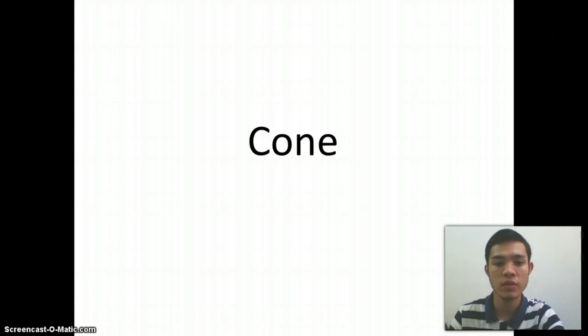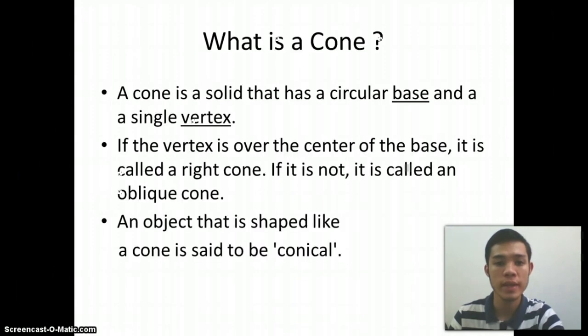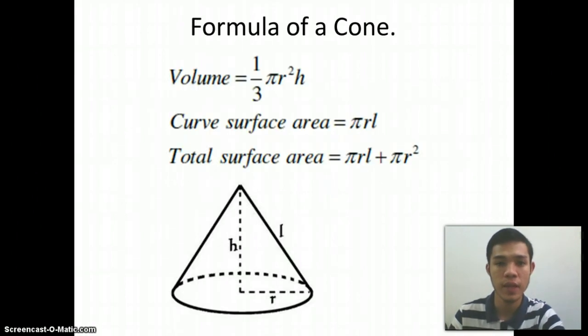Today I would like to share with you all of my knowledge on cone. What is a cone? A cone is a solid that has a circular base and a single vertex. If the vertex is over the center of the base, it is said to be a right cone. If it's not, it is called an oblique cone. An object that has the shape of a cone is said to be conical.